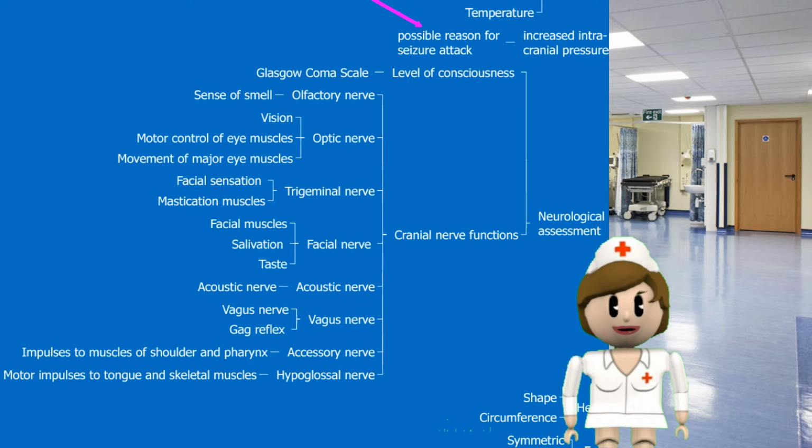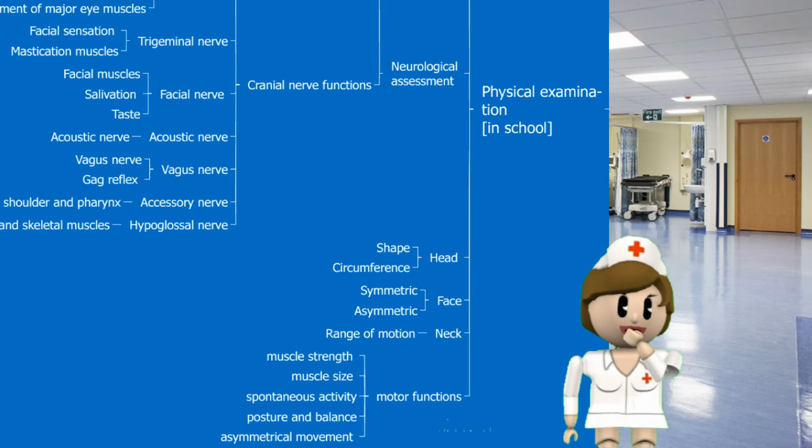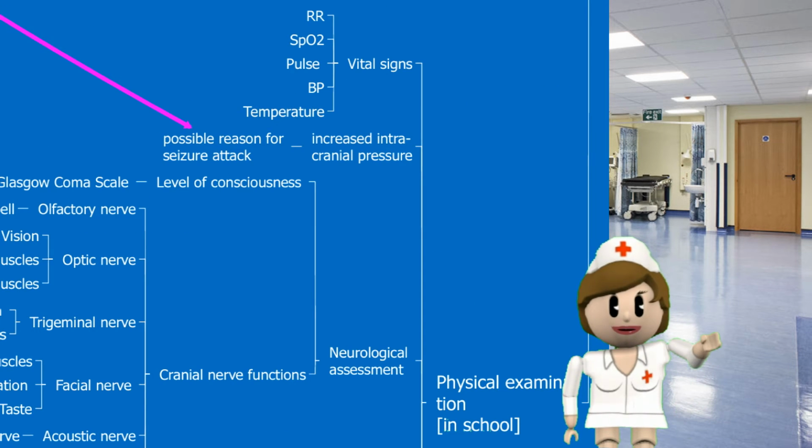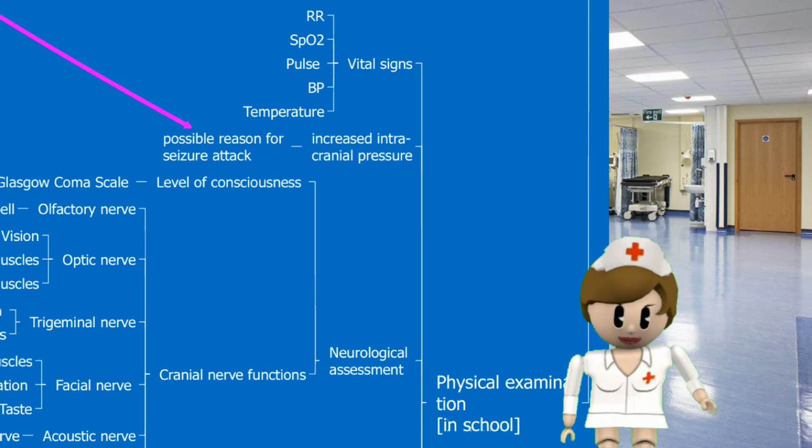Moreover, examine the head shape and circumference to see if there is any abnormal swelling that might be caused by trauma. Examine the symmetry of the face to identify if there is paralysis of cranial nerves. Examine the range of motion of the neck to identify if there is a sign of infection in the central nervous system. We should assess his motor function as well. Other than that, increased intracranial pressure may occur due to head trauma, so we should assess if Jack is having headache, dizziness, blurred vision, vomiting, irregular respiration, etc., because increased intracranial pressure is one of the possible reasons causing seizure.